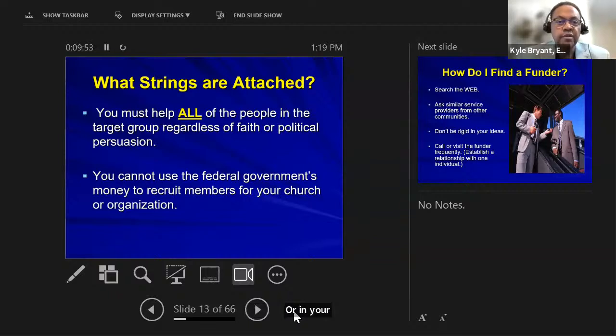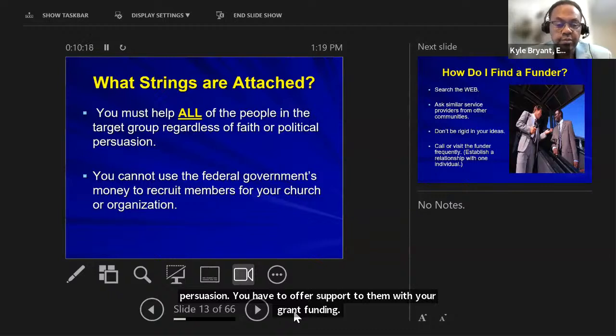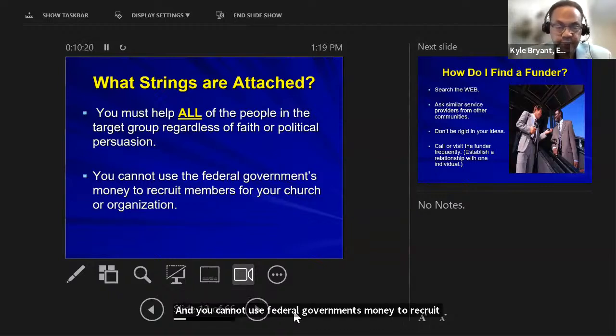You have to cast a broader net, say if you're working with a school or a group of schools in your community, and you're working with the young men or young ladies in that particular school district or in a particular school. So regardless of their faith or political persuasion, you have to offer support to them with your grant funding. And you cannot use federal government's money to recruit members for your church or your organization, but you can market to them just to let them know that you are an advocate working in your community.